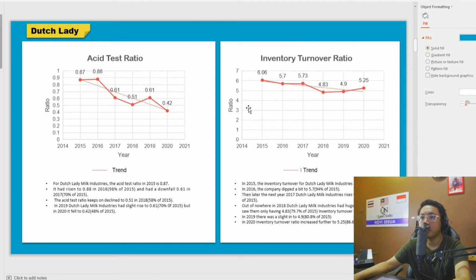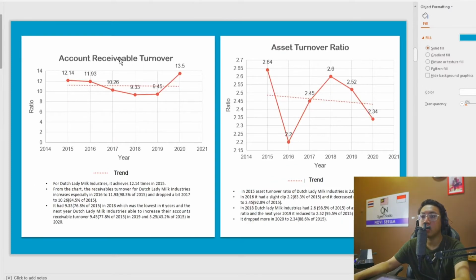the year 2020. For the accounts receivable turnover in the first year, it had 12.14 and then it decreased to 11.93 and then decreased to 10.26 and then decreased to 9.33 and slightly increased to 9.45 and then has a huge jump to 13.5.